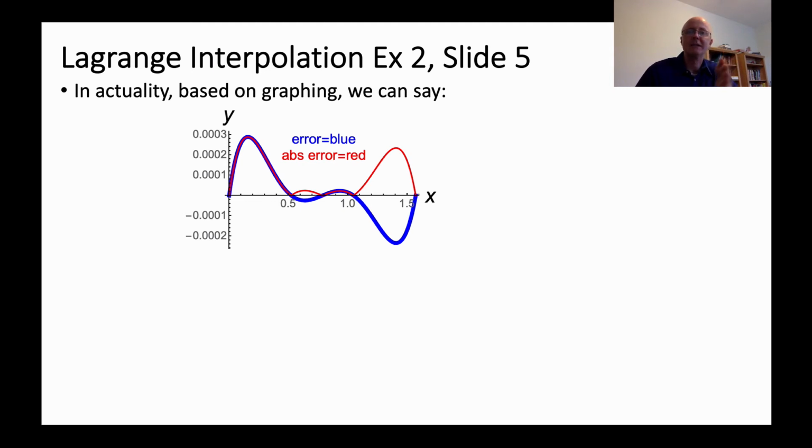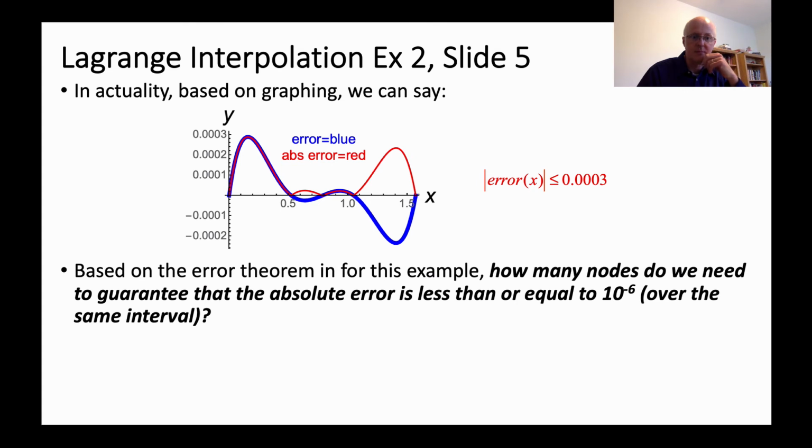So the error is positive when p of x is too small. F of x minus p of x is positive. And the error is negative when p of x is too big. F of x minus p of x is negative in that case. Taking the absolute value of that gives you the red graph. And you can see in absolute value, this is always less than or equal to 0.0003, right? Like that. So it actually does better than the theorem, and that typically happens in general. But if we want guarantees, we want to use the theorem.